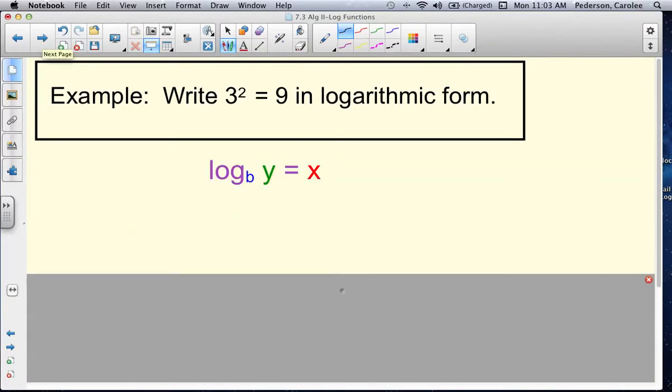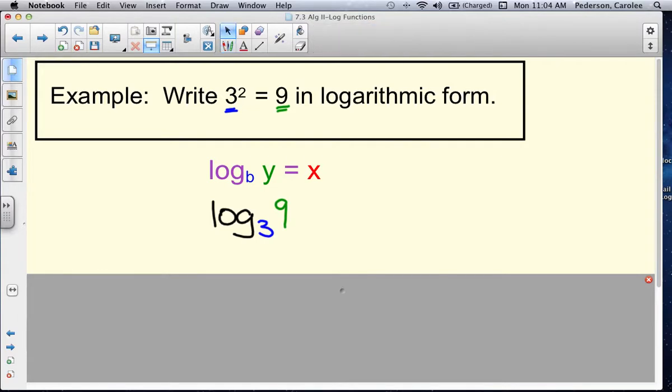And here's the logarithmic equation. So notice that our log, what is our base? That's our b. So this goes here, 3. And then our y, our exponential, is right here. That's 9. And then our power goes off to the right, equals 2. So we say logarithm base 3 of 9 equals 2.